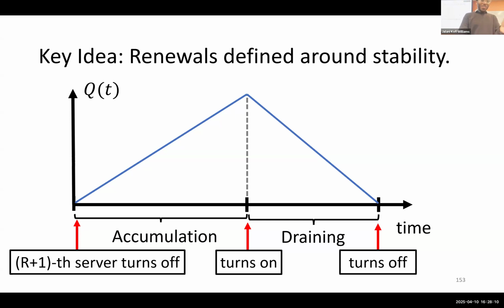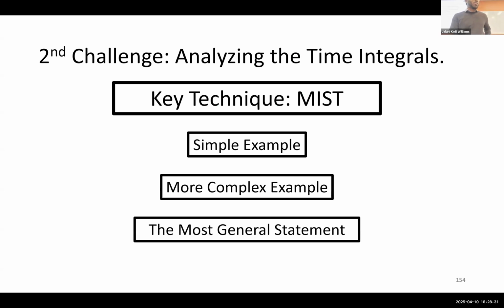And this decomposition turns out to be immensely useful in analyzing the system, because now you have an upper bound on the number of servers that are active during the first part of this renewal cycle, and you have a lower bound on the number of servers that are active during the second part of this renewal cycle. Now, the second challenge that I'm not going to have a ton of time to present is actually analyzing these time intervals you get after you do this decomposition.